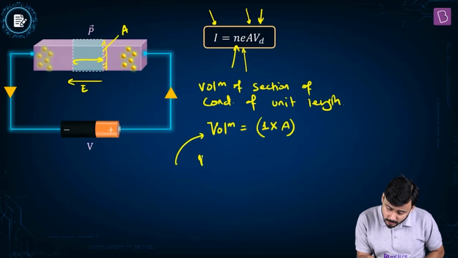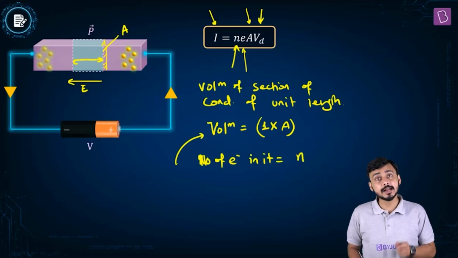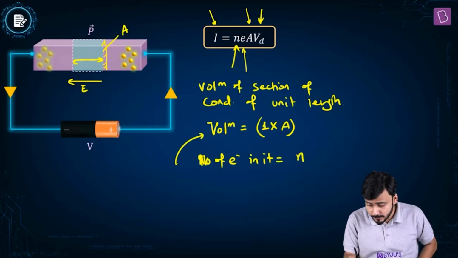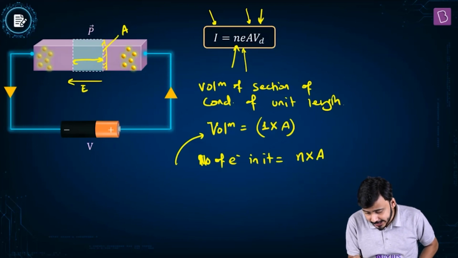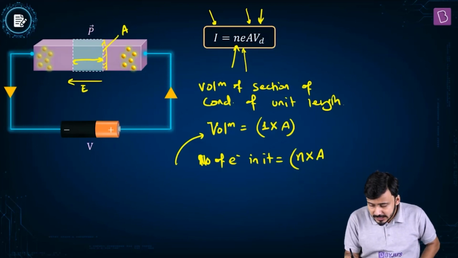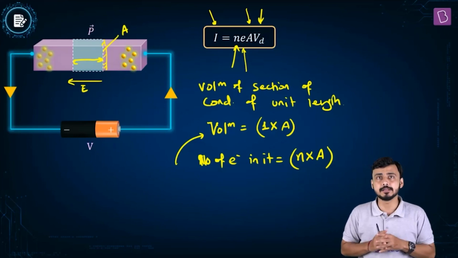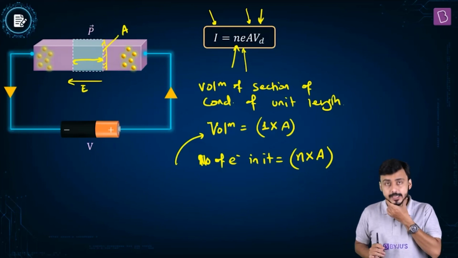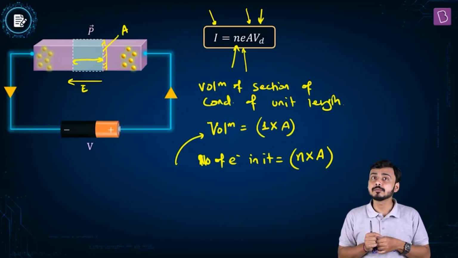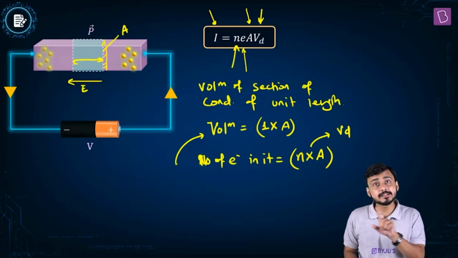Now, what is the number of electrons in this volume? The number of electrons in it will be equal to the number density, that is the number of electrons per unit volume, multiplied by the volume, which is A meter cube. 1 into A, that's A, right? So this is the number of electrons in the segment where you want to calculate the momentum, right? Okay. Now each electron is having a drift velocity Vd, against the electric field.